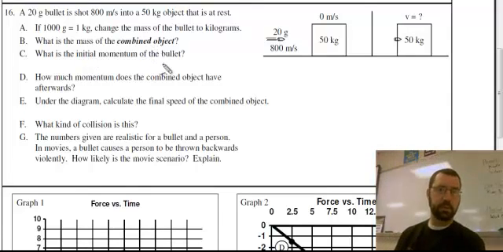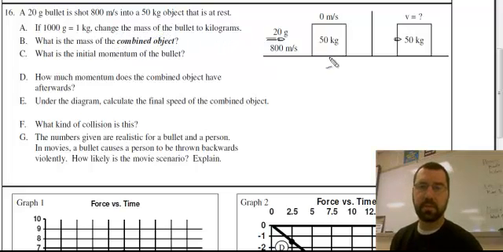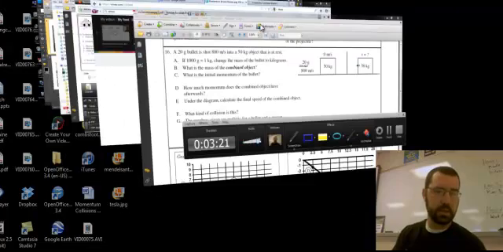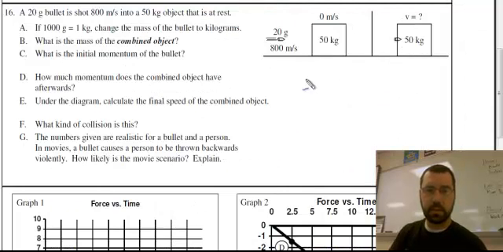Alright, so here we have problem number 16. It says a 20-gram bullet is shot 800 meters per second to a 50-kilogram object that is at rest. So here we have our object at rest, and what we need to do is find the mass of the combined... First we need to change the mass of the bullet to kilograms. So it's 20 grams, we need to change it to kilograms. So this is simply going to be 0.02 kilograms.